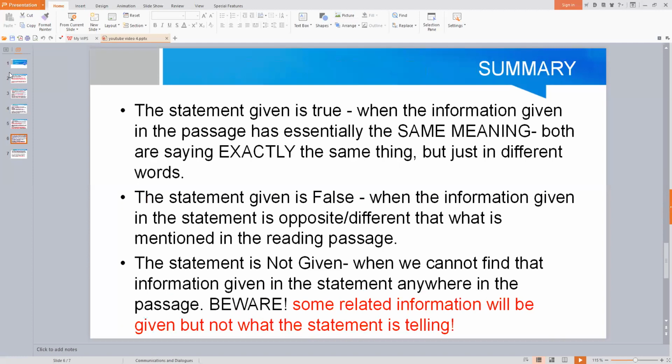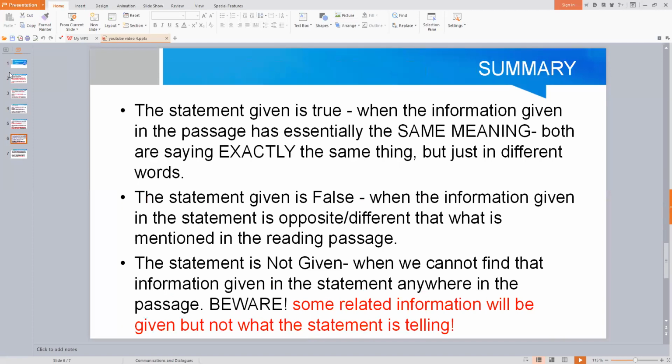When the statement is not given, we cannot find that information anywhere in the passage. I'll just repeat it again so that you understand. The statement is not given when we cannot find the information given in the statement anywhere in the reading passage.